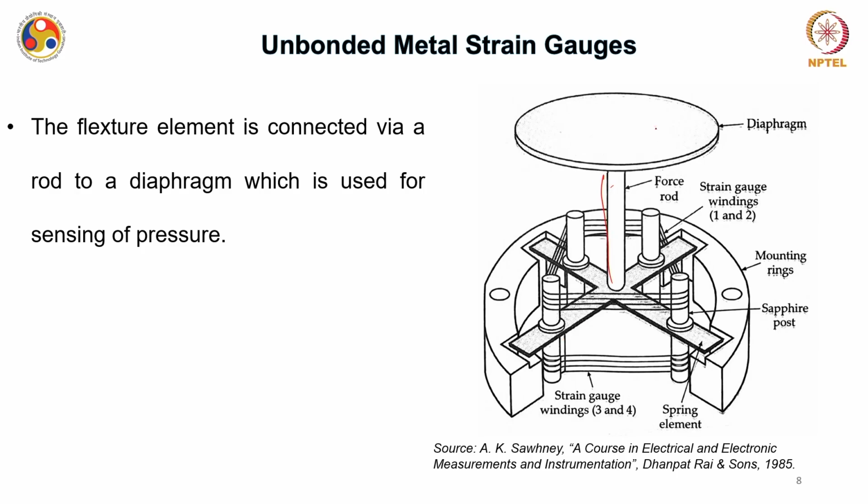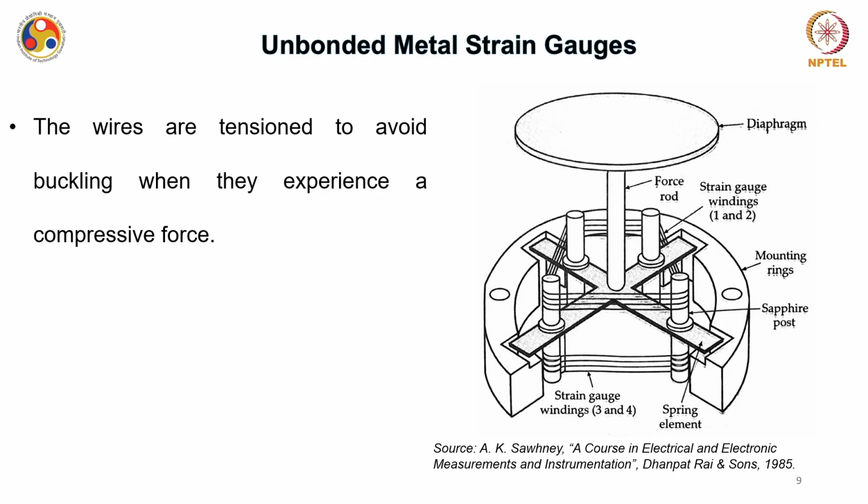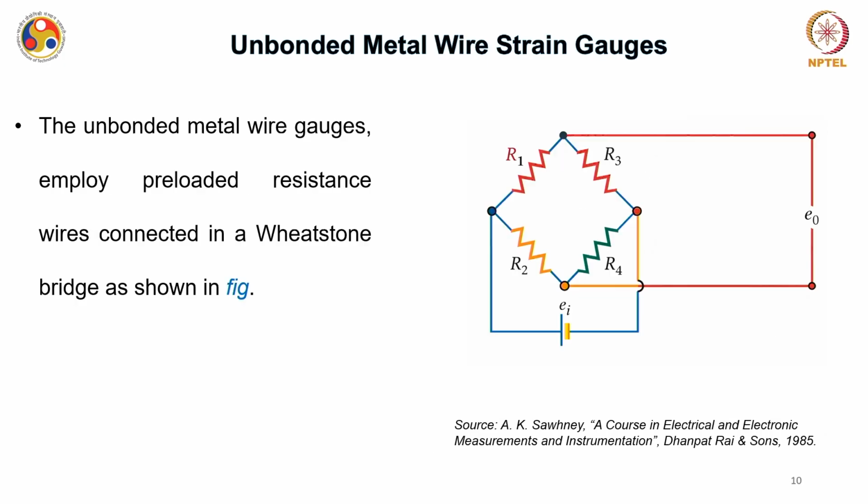Now this diaphragm is the element which is exposed to the pressure. So you are not applying any pressure directly to the wires, you are applying it to this diaphragm. The wires are tensioned to avoid buckling when they experience any compressive force, so tension already exists in the wires. The unbonded metal wire gauges employ preloaded resistance wire connected in a Wheatstone bridge, as you can see over here.